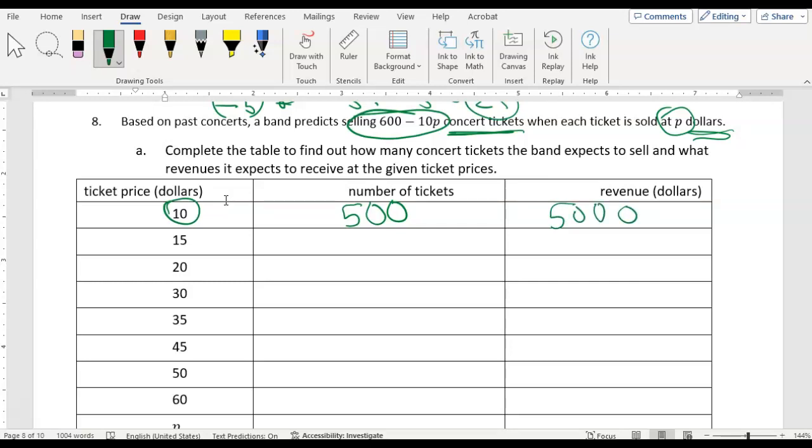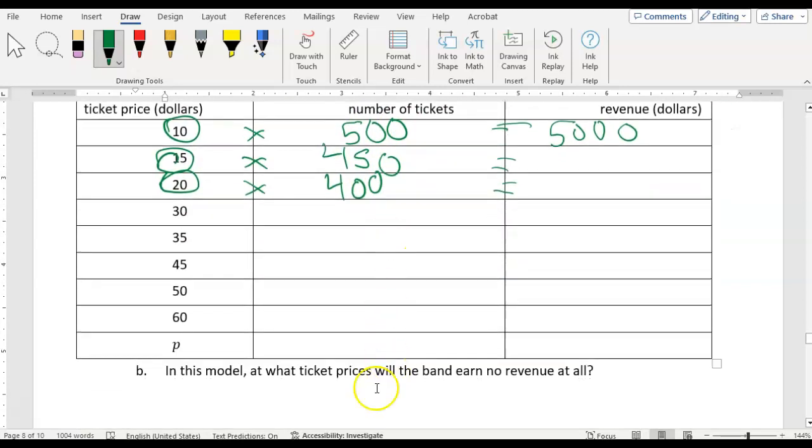So you're going to complete this table. Again, you're plugging 15 in for P. So that would be 600 minus 150, which would be 450, and then multiplying 450 by 15. All right, 20 times 10 is 200, 600 minus 200 is 400, and then multiply by 20. You're multiplying these to get your revenue because the number of tickets times the cost of those tickets will give you how much money you bring in. So you all can complete this table without Miss Lee. My expectation is that this whole section is done on your own.